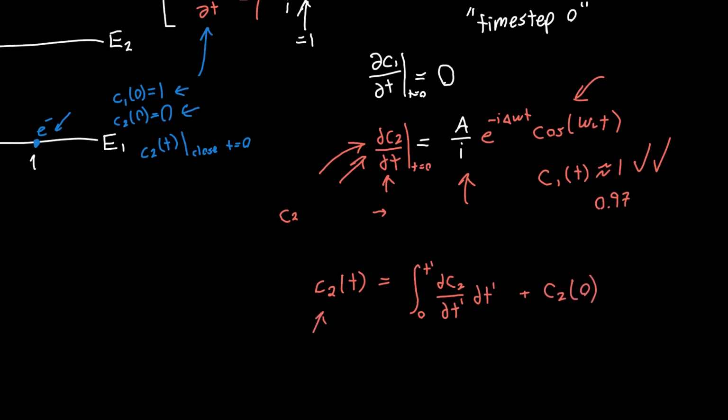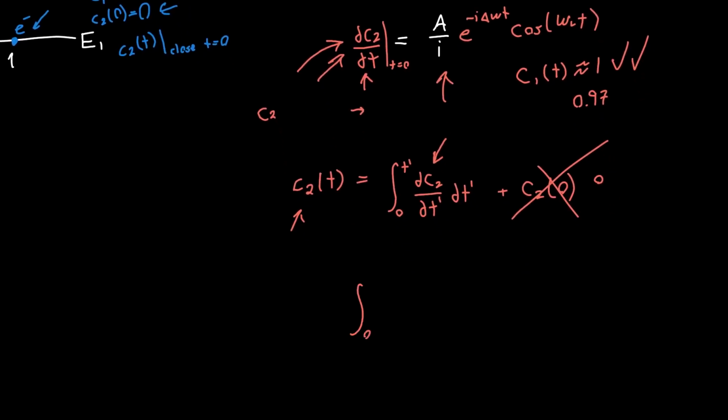So this is C2 for all time. And since C2 at time 0 is just 0, we can ignore this. And all we need to do is perform this integral. So all we need to do is integrate from 0 to t prime, A over i, which we can pull out front, times e to the minus i delta omega t cosine of omega_L t. And we are integrating actually from 0 to t because we want C2 as a function of t, not t prime.